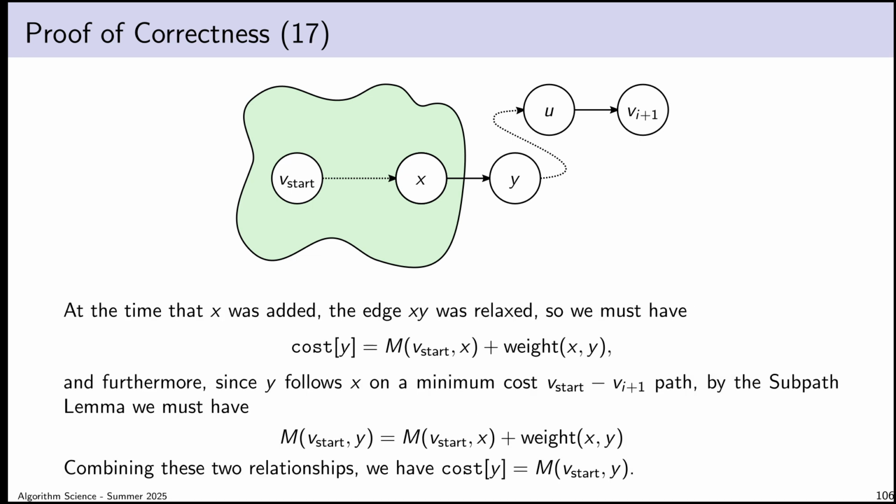Now, at the time that I added x to the tree, well, we know what happens after I add something to the tree. I go and relax the edges attached to its neighbors. Okay, so I must have relaxed the edge xy. And that means that the edge relaxation itself would have computed the quantity cost of x plus the weight of the edge xy. And of course, we know from the induction hypothesis that cost of x is just equal to the true minimum cost from v start up to x, as you can see down here.